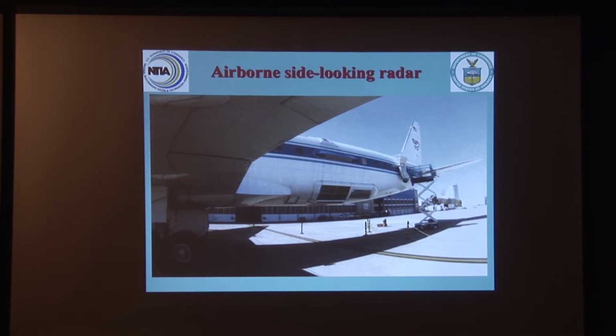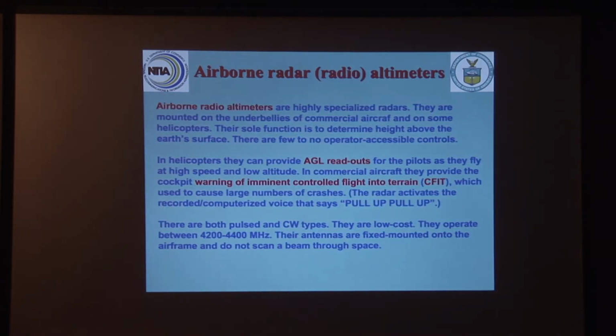Here's a side-mounted radar on an aircraft. It's identical to some radars that have been flown on space shuttles, and they fly them on this aircraft looking out from the side of the plane to get ground truth information. This is a multi-band radar, 400 megahertz, 1200 megahertz, I think 5,000 megahertz frequency bands. So airborne side looking, it does everything with electronic beam steering. Now, airborne radio altimeters.